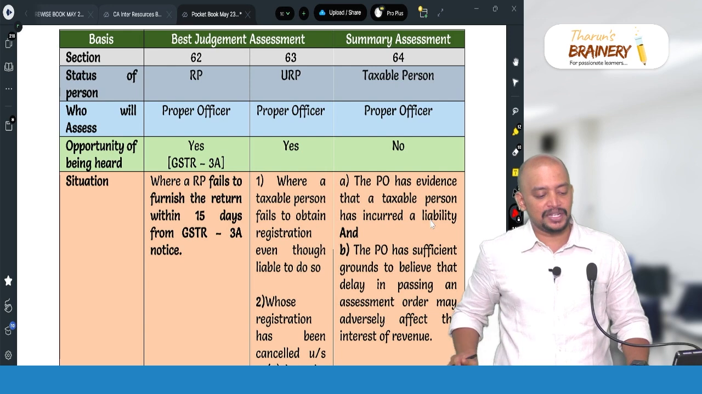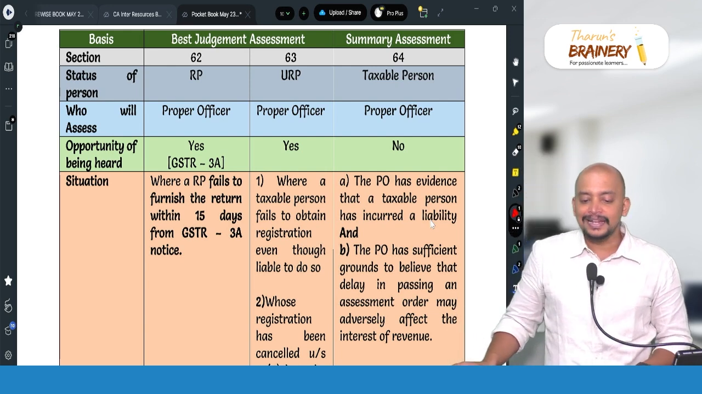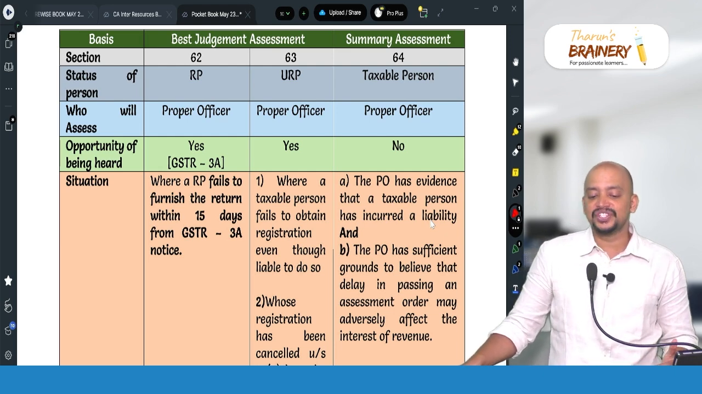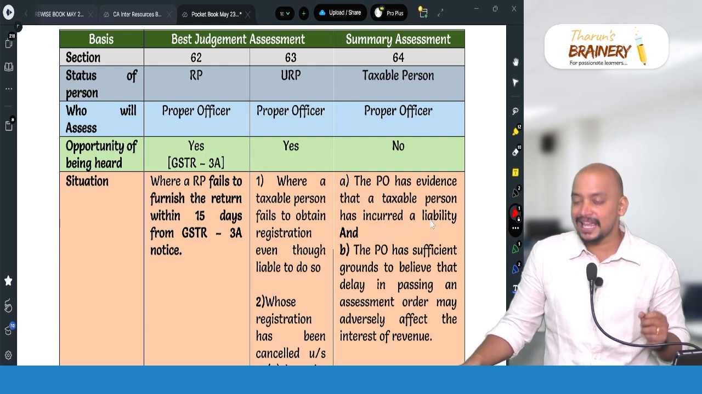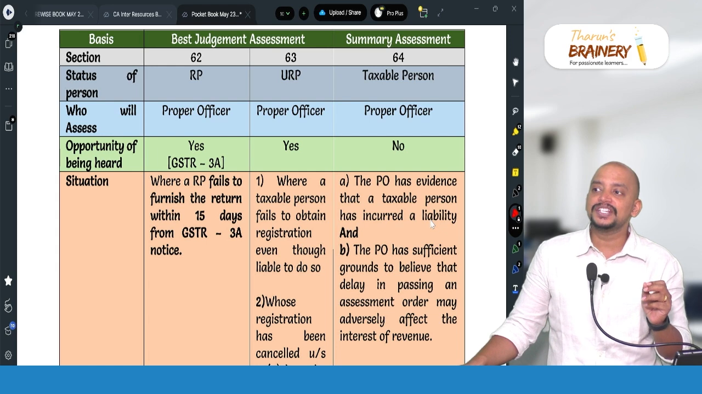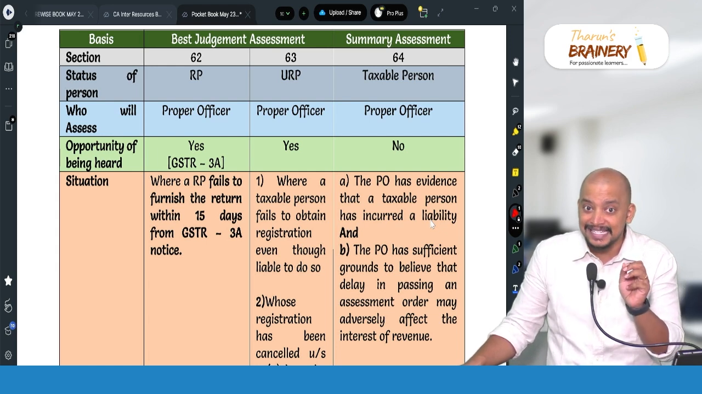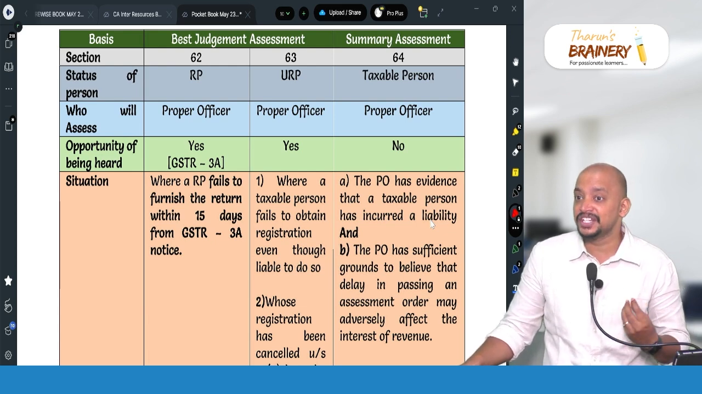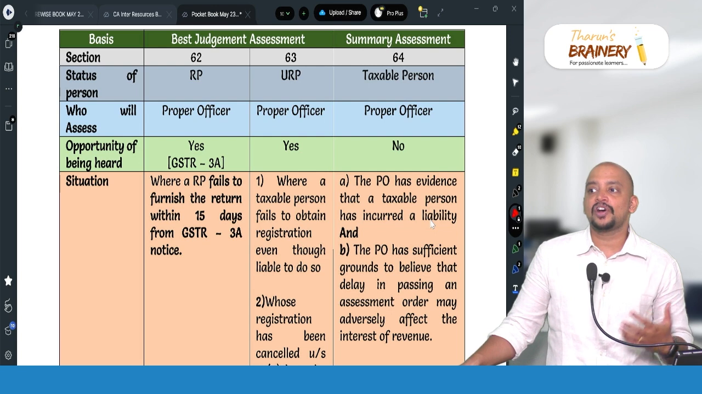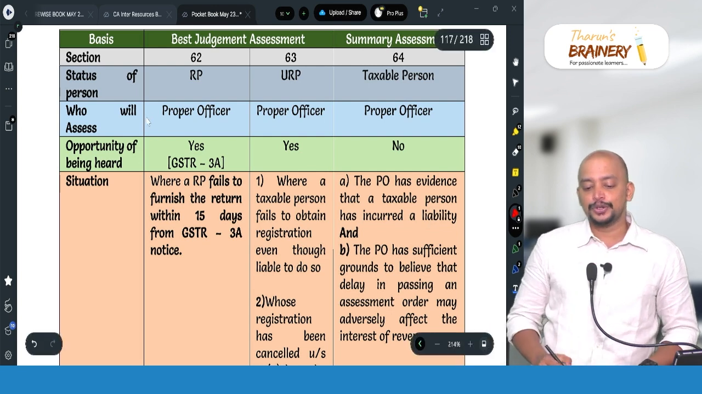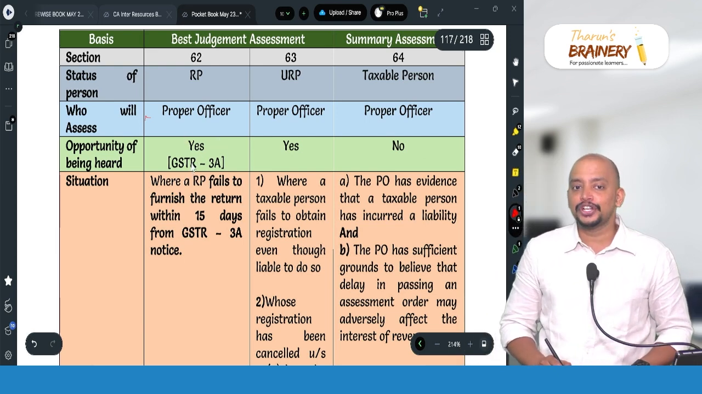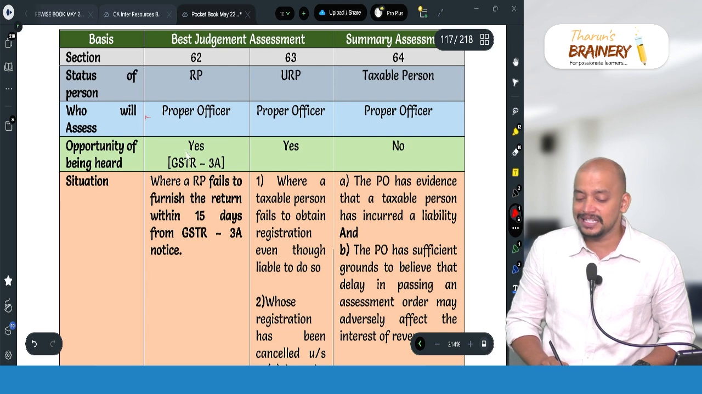Then next, best judgment assessment. Best judgment assessment will be applicable in case of section 62 and section 63. So section 62 best judgment assessment is for non-filers of returns. So already we have seen in case of returns, one notice will be given for non-filers of return, that is GSTR 3A. So after GSTR 3A, within what time limit we need to file the returns? Within 15 days. Within 15 days, if we are not filing the returns, then what will happen? So the proper officer can initiate best judgment assessment, and any opportunity of being heard is given? Yes, that notice is there under GSTR 3A.